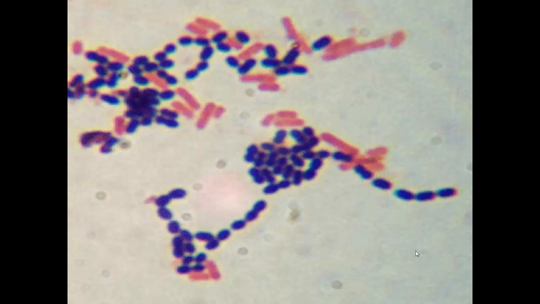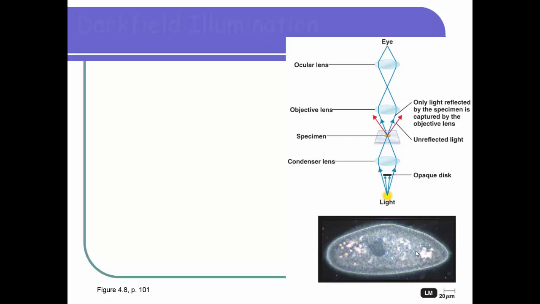Here's a good example. Here's some bacteria under bright field illumination. You'll notice the bacteria, while stained, are dark against the light background.